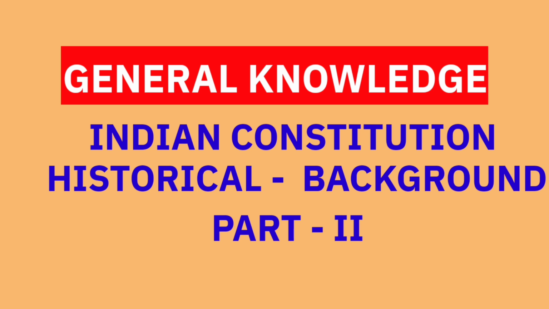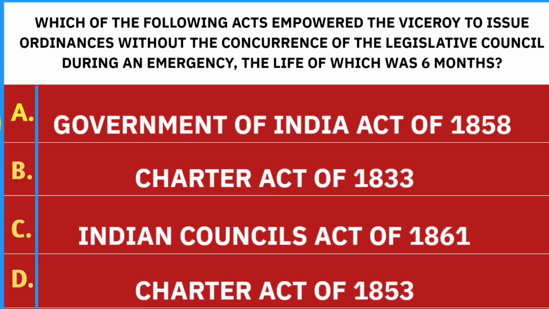So, let us start. Which of the following acts empowered the Viceroy to issue ordinances without the concurrence of the Legislative Council during an emergency, the life of which was 6 months? The right answer is C. Indian Councils Act of 1861.